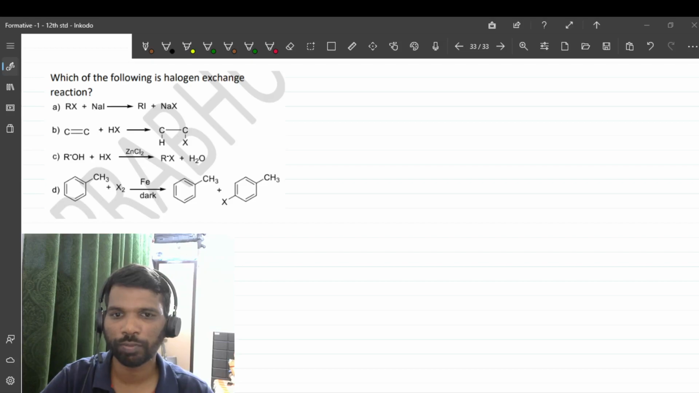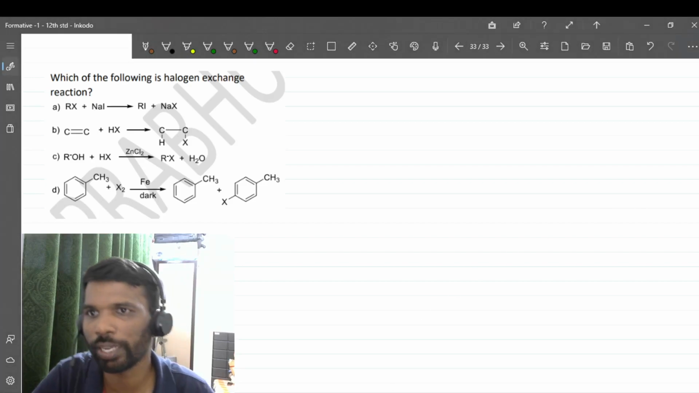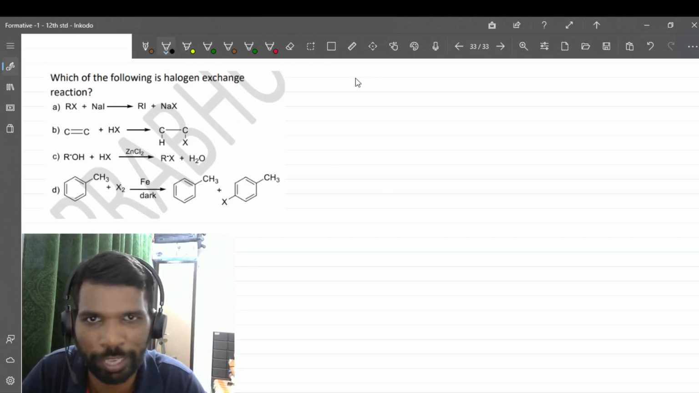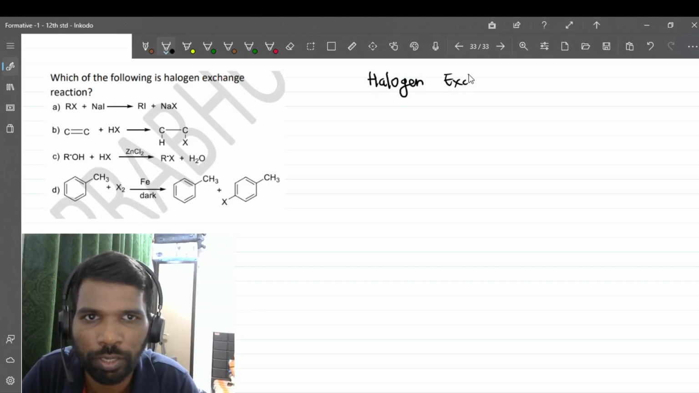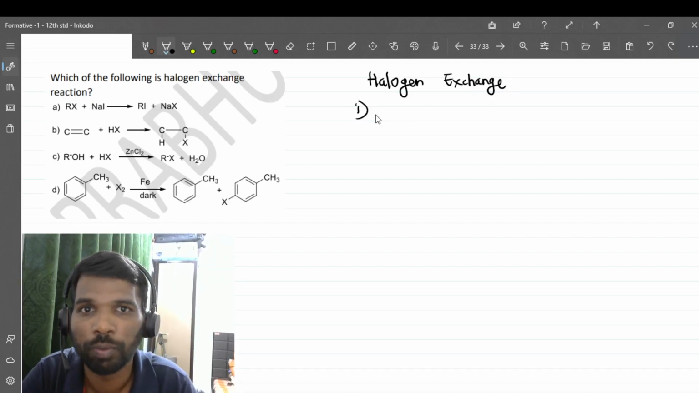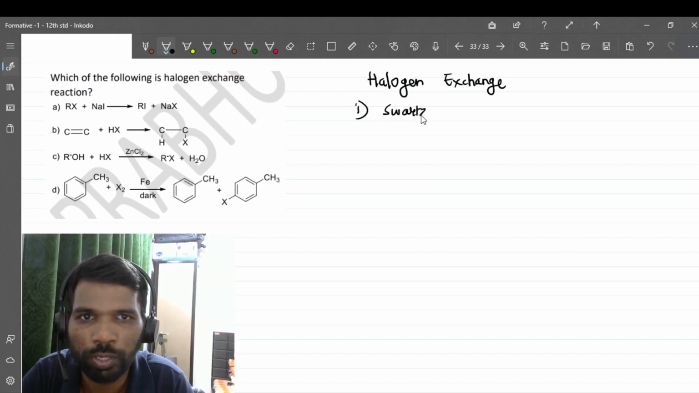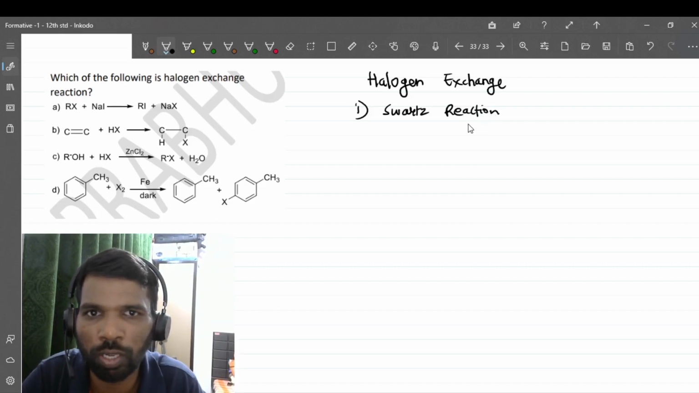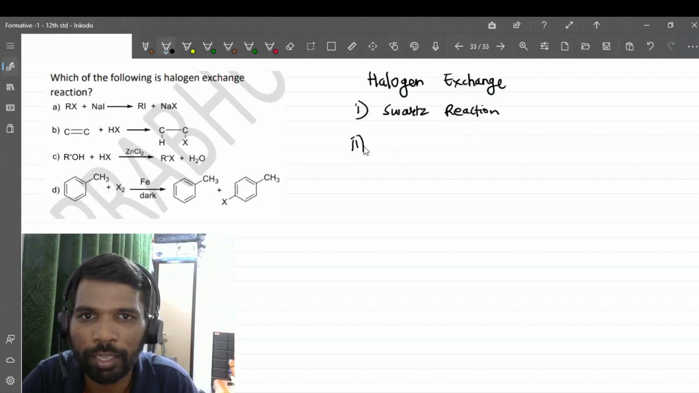Next question is which of the following is a halogen exchange reaction? See, there are two halogen exchange reactions you learn in your organic chemistry. One is the Swartz reaction. This is halogen exchange. This is for the preparation of the fluoroalkane, and the other is the Finkelstein reaction. Just check the spelling. It is this.